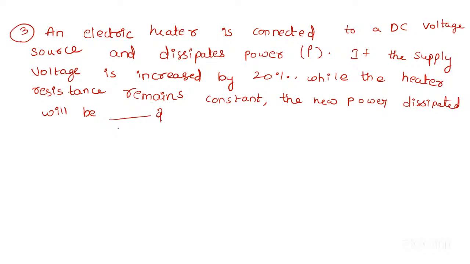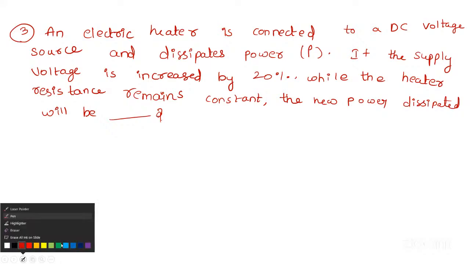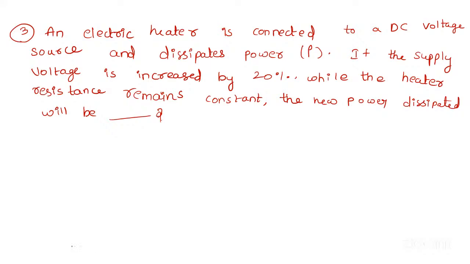Ma'am, the answer is 36 by 25 times the power. Good, correct. Absolutely. What I did is, since it is increased by 20%, I took 120 by 100 into V. So it is 6 by 5 V, and then since it is directly proportional, I squared it. Good, good. So that is the approach. Thank you for telling the detailed approach, Kavin.